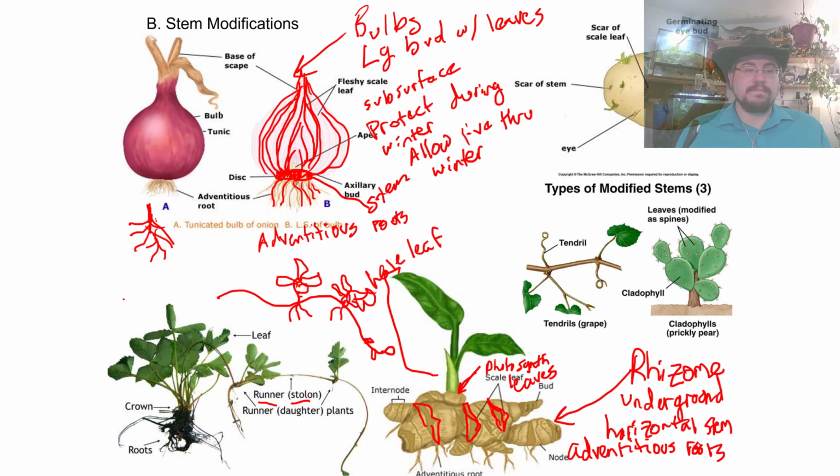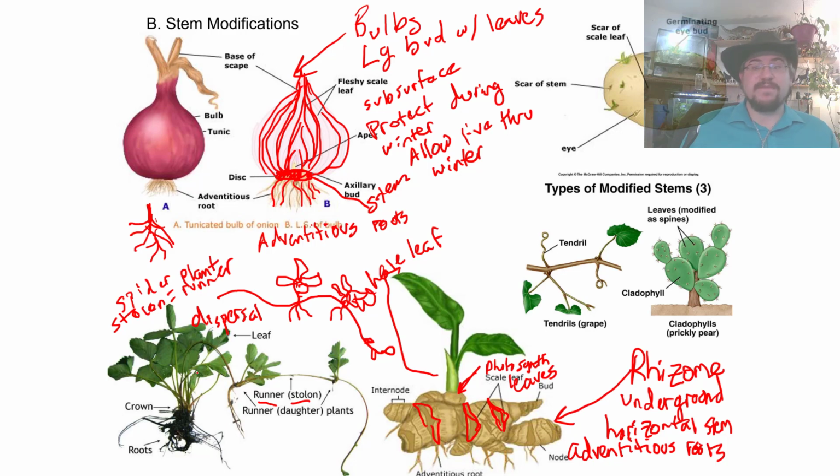Strawberries, and then spider plants, if you've ever had a spider plant. The little cloned plants hanging off, those are runners. Those are stolons. So a stolon is a runner, and it's a modified stem for dispersal. It's really effective because it's dispersal without the need for reproduction and seed production. So that's pretty cool.